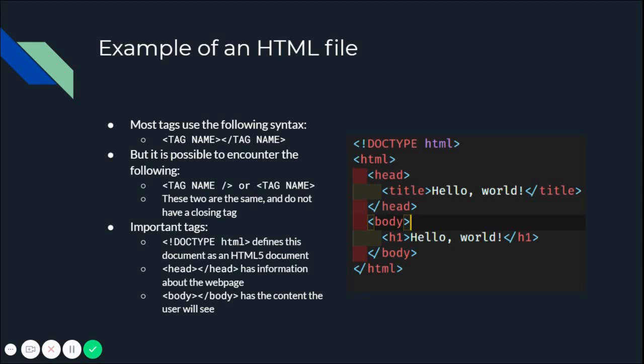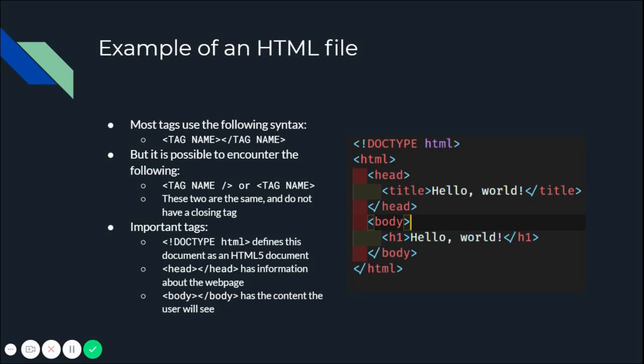We're also seeing our first very important tags. These are the doctype tag, the HTML tag, the head tag, and the body tag. Let's go through them really quickly. The doctype HTML tag basically lets a browser know that the following document is going to be HTML5 and not any other version of HTML.